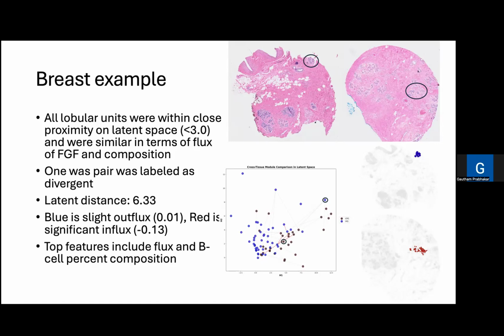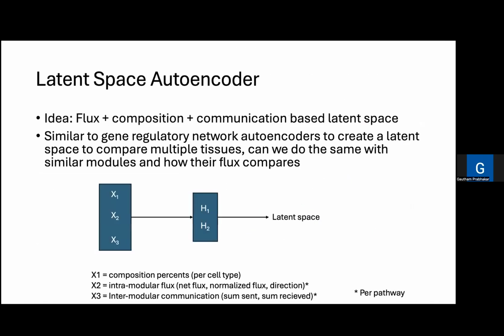All right. So this is pretty cool that you're trying to see if, based on FGF, these lobular units are in the same latent space. But don't you think that maybe just because you're only considering FGF, that's why sometimes you have divergence? Like you need more flux of pathways to say, okay, these two are definitely closer together. Yeah, I mentioned this earlier in the model architecture.